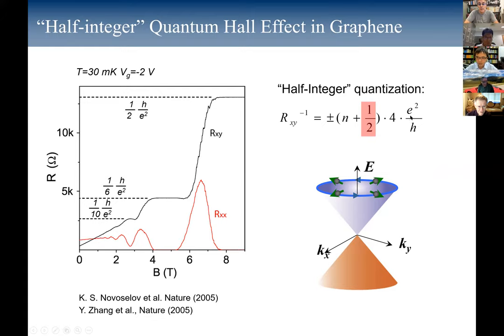This is the consequence of the linear dispersion relation and also the pseudospin, the fact that the electron has pseudospin in graphene. This, of course, gave rise to a lot of interest in physics in graphene. But on the other hand, you notice that it doesn't have a band gap.